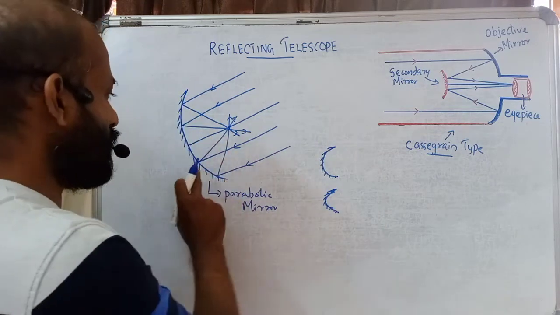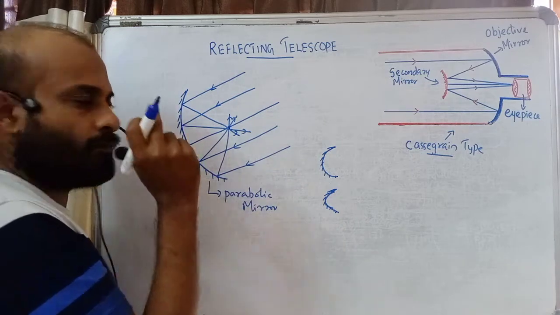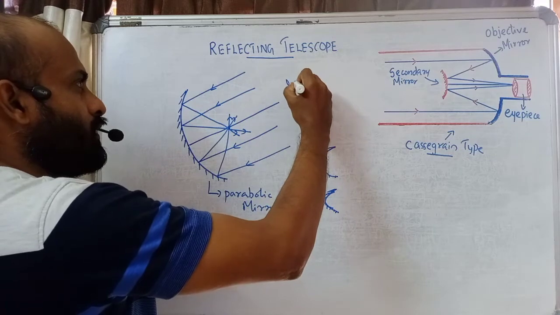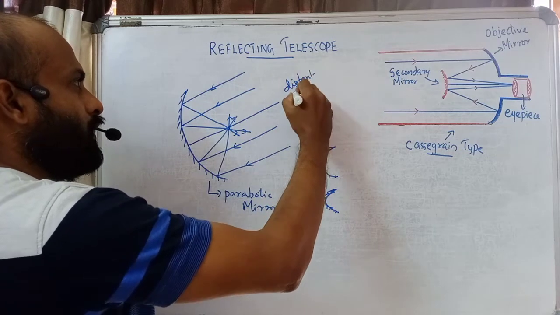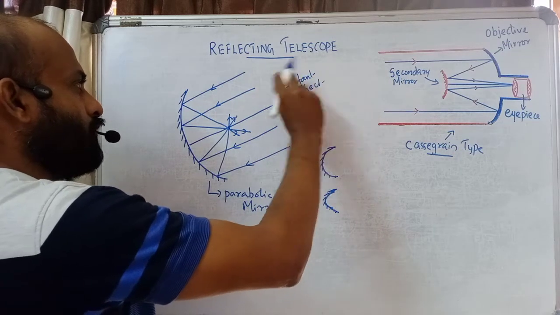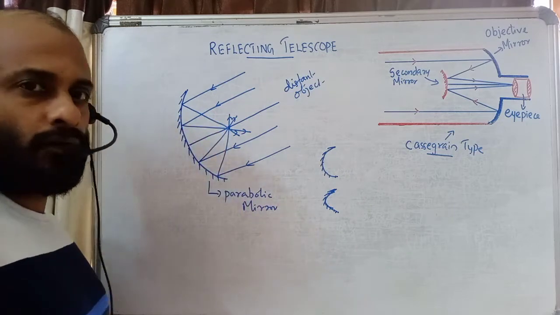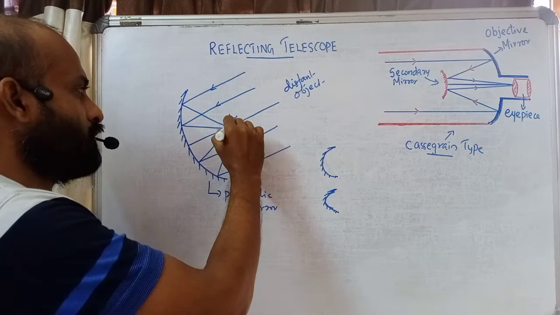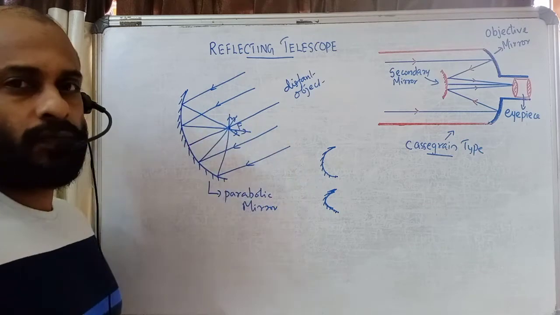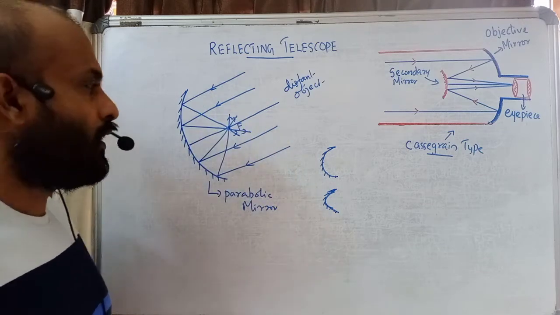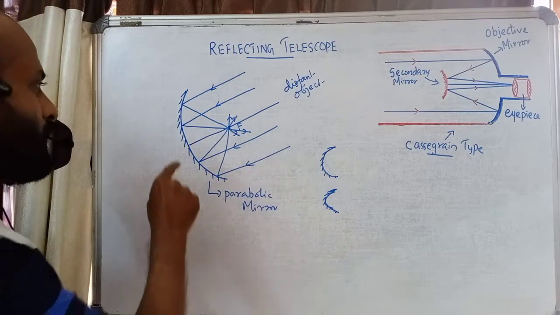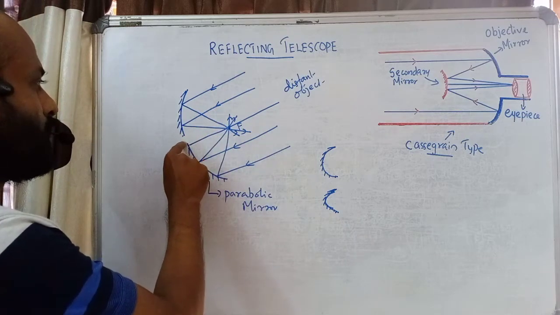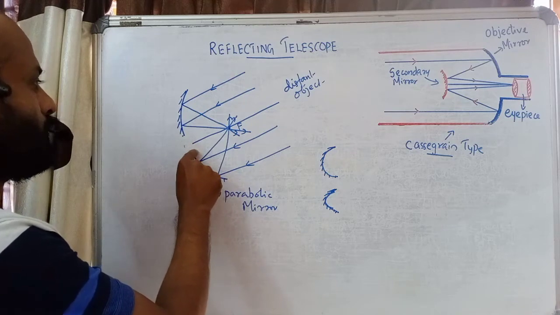So let us consider a parabolic mirror like this. Now there are light rays coming from a distant object. The parabolic mirror will collect all the light rays and bring the image at the focus. This is the focus, so we have a single focus. At the focus, we get the image. Now here we'll make a small hole. At the center region, we'll punch a small hole.